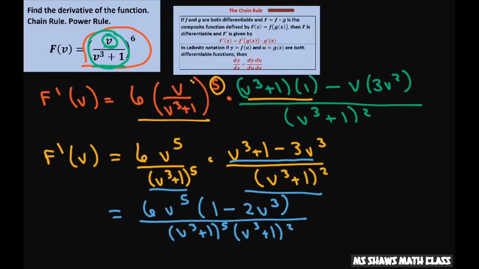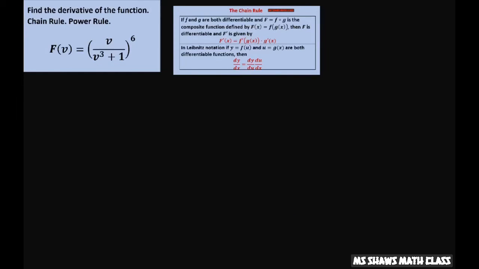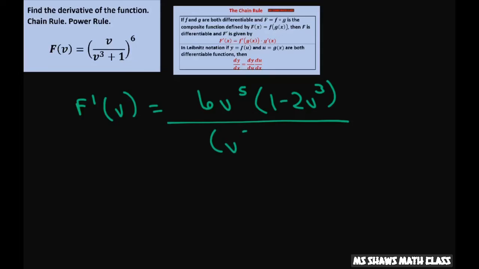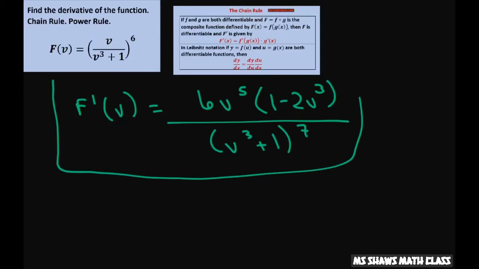All right. Once you do that, there's one more step we can do. We can combine those using our product rule. So if you have x to the fifth times x squared, that gives you x to the seventh. So your final answer is going to be f prime of v equals 6v to the fifth times 1 minus 2v cubed divided by v cubed plus 1 to the seventh. And that would be your final answer.